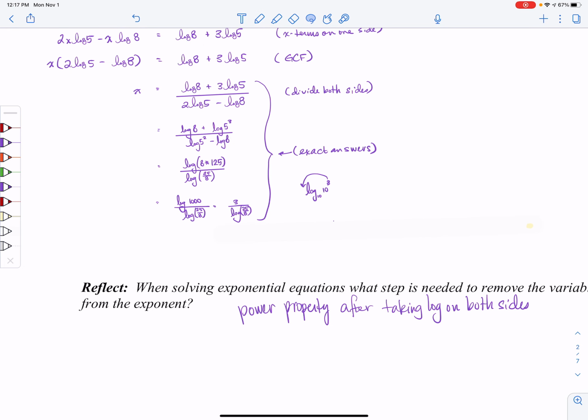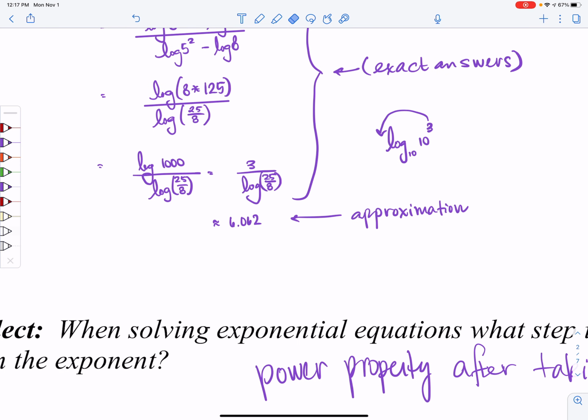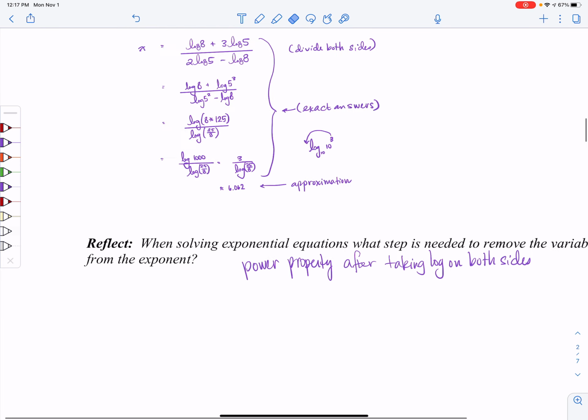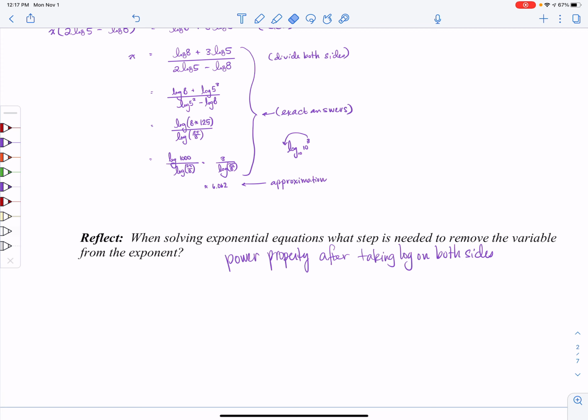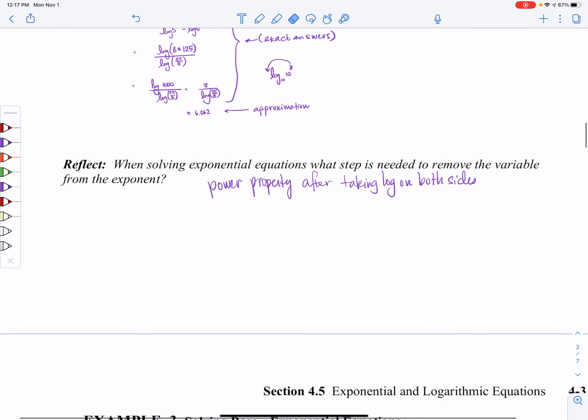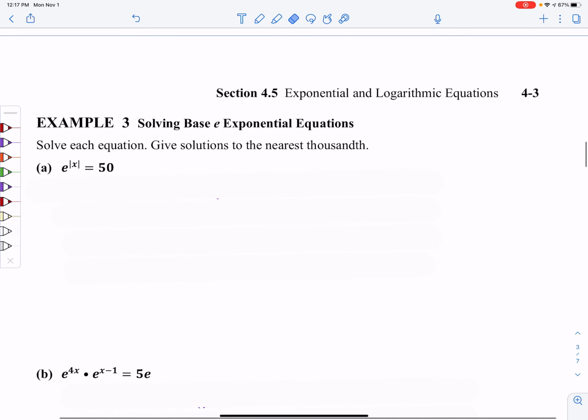All of these are considered exact answers, and all of them are good exact answers if you're asked for an exact form. But this one asked me for an approximation to the nearest thousandth, so we have 6.062. When you are solving an exponential equation, what's needed to remove the variable? You've got to use the power property after you take the log on both sides.